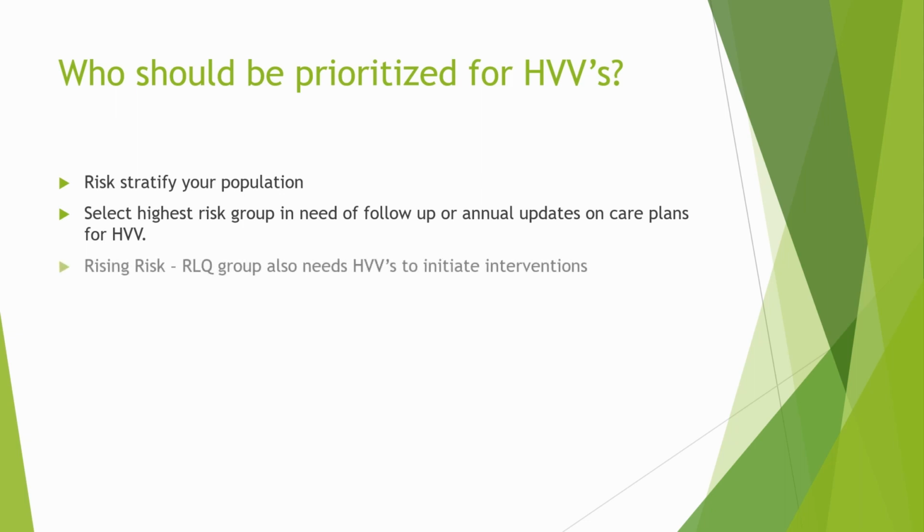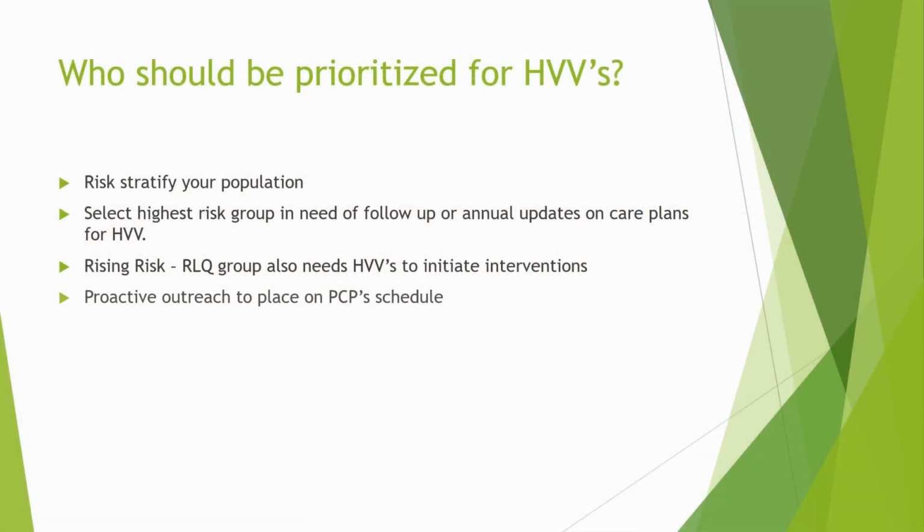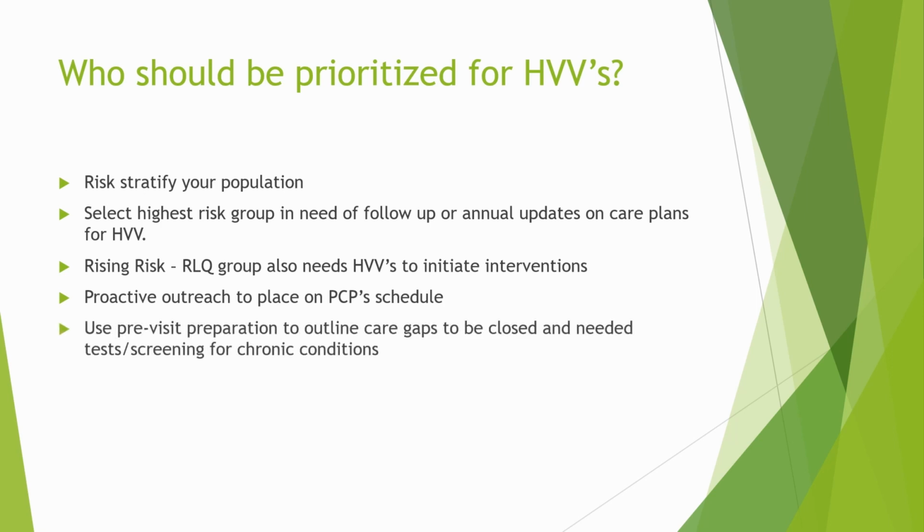The rising risk group are people who are in the right lower quadrant, which are low cost but high risk patients, also need to be prioritized for high value visits to preemptively intercept any ongoing medical conditions they have that could progress to be high cost and high complexity problems for that patient. So having proactive outreach is really important for the primary care clinic to actually establish care with these patients.